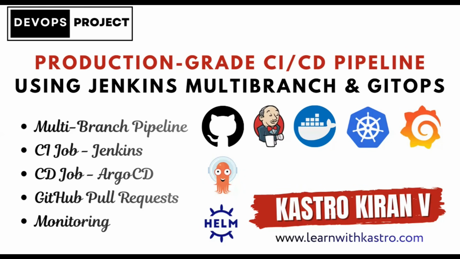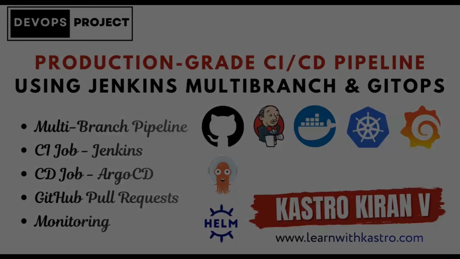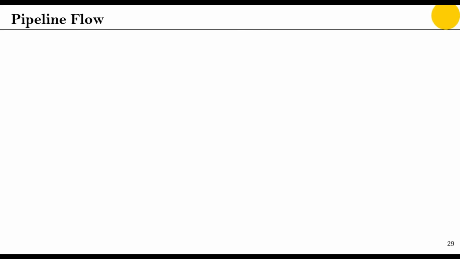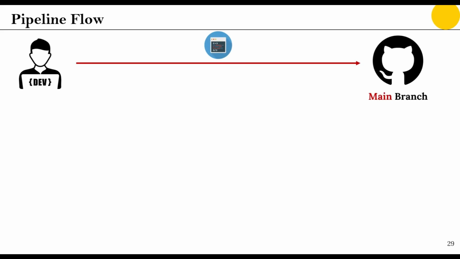Let me explain the pipeline flow of this particular project. Initially, a developer will be there. Developer will write the source code of the application, and that code will be pushed to the GitHub repository, especially to the main branch of the application. Now, once the code is available in the main branch, the application will be deployed into the Kubernetes cluster by using Jenkins to perform the CI activity and ArgoCD to perform the CD activity.